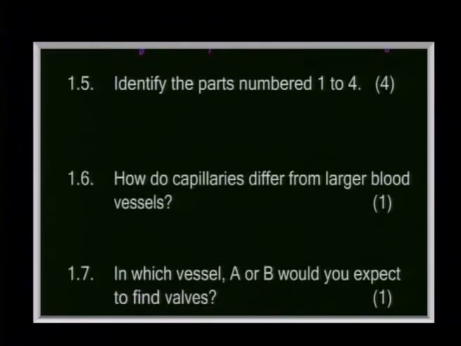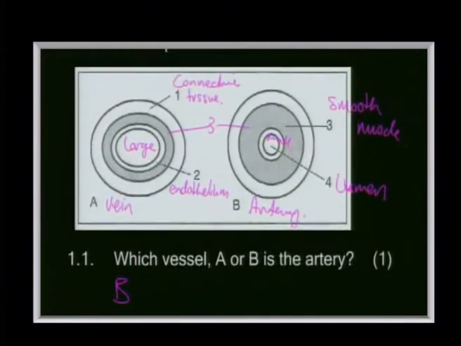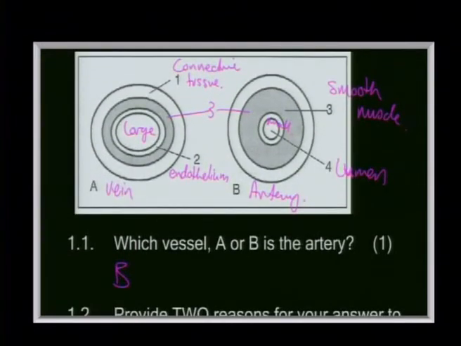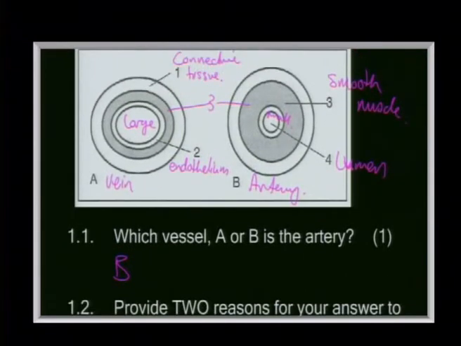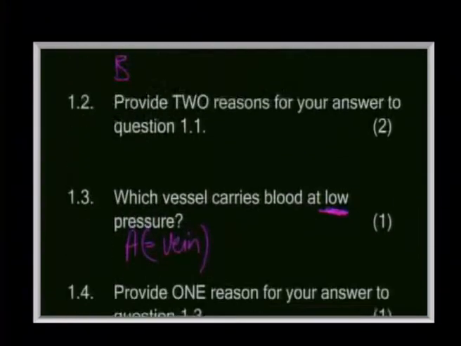Okay, if we look at question 1.5, it says identify the parts numbered 1 to 4. So we're going to have 1, 2, 3, and 4. Let's see if we can remember them. Or we're just going to look here. You can write it in on your sheet. Okay, 1 is the connective tissue. 2 is going to be the endothelium. 3 is going to be the smooth muscle. And 4 is the lumen. Those are the 4 components of your arteries and your veins. All right, so let's just go through them again. 1 is connective tissue. 2 would be the endothelium. 3, the smooth muscle. And 4 is the lumen. It's that cavity right in the middle.